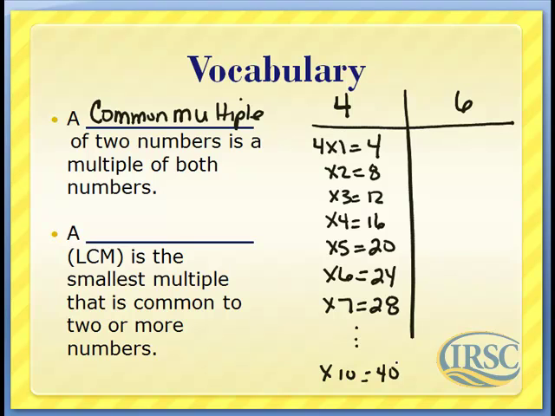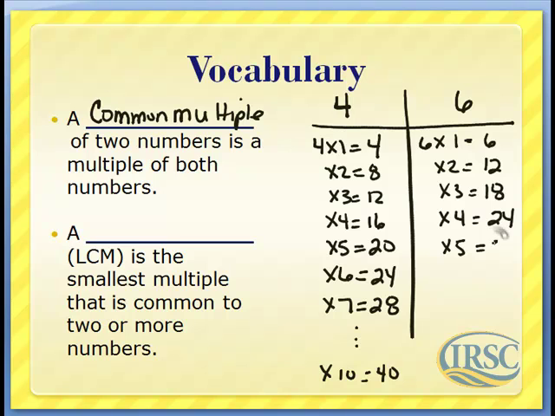Okay? Now, multiples of 6. 6 times 1. 6 times 2 is 12. Times 3, we have 18. Times 4, we have 24. Times 5, 30. Times 6, we have 36. We can keep going. Down to times 10, we have 60.